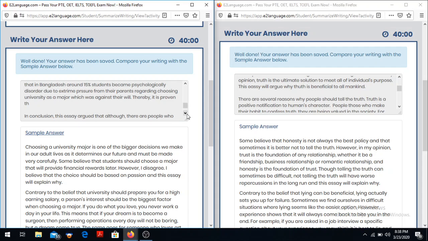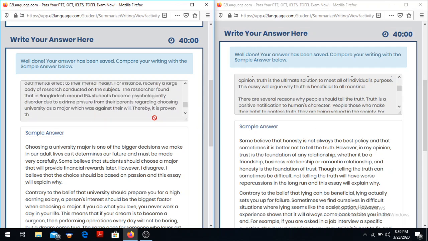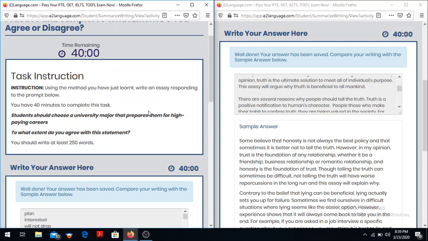So in conclusion, this essay argued that although there are people who give the verdict that universities should prepare students for well-paid jobs, the only established way to choose a career is by selecting a subject for your own satisfaction. Something like that you can write, because due to time shortage I could not write it. So this is the analysis of the first question.